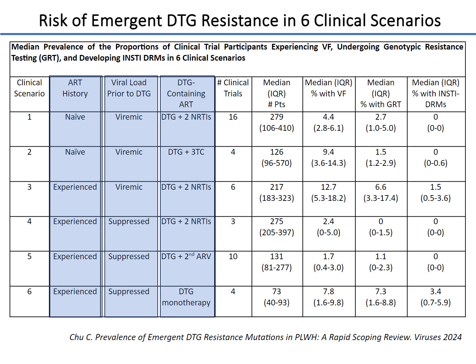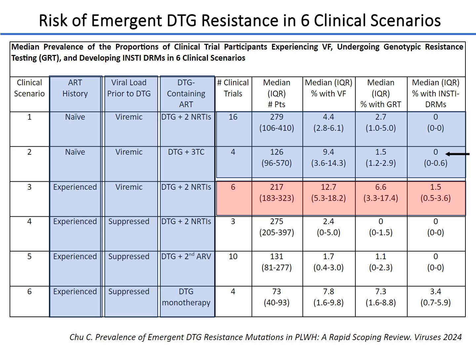Among several thousand previously ART-naive patients receiving either dolutegravir plus 2 NRTIs or dolutegravir plus 3TC, there was only one case of emergent resistance among the subset of 140 patients with virological failure who underwent genotypic resistance testing.